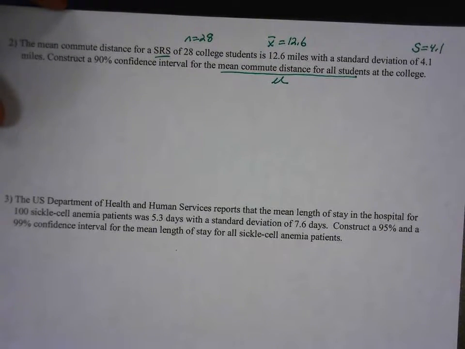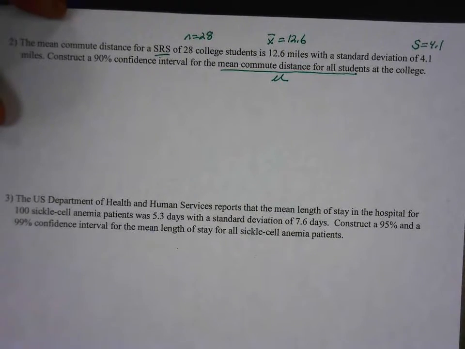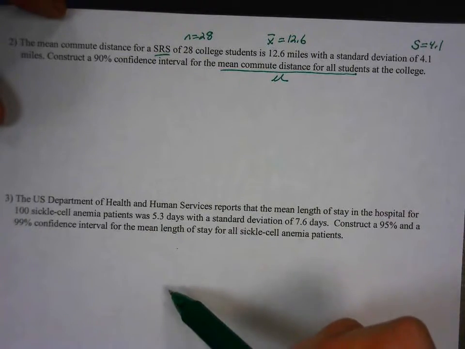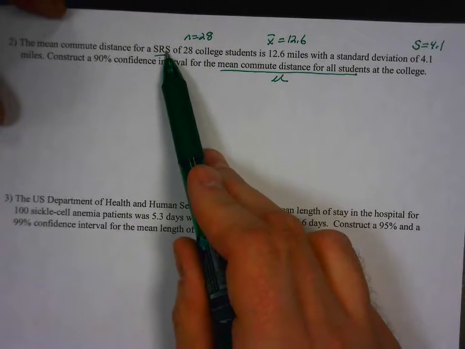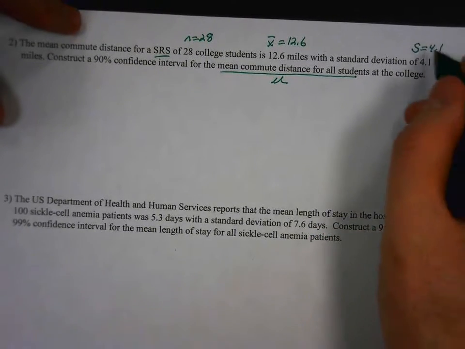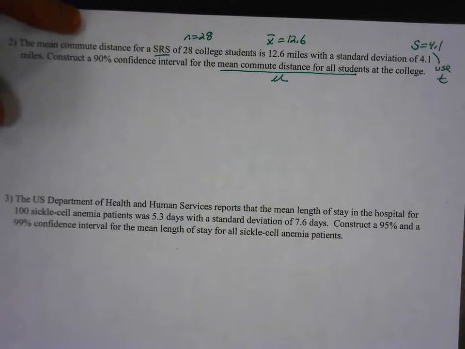If they wanted you to use the z distribution, at some point they would have said the population standard deviation is 4.1 miles, or assumed to be 4.1 miles. They don't tell you anything about the population standard deviation, though. So simple random sample tells you that that sample resulted in a 4.1 standard deviation. That tells us, because we know s, use the t distribution, not the z.